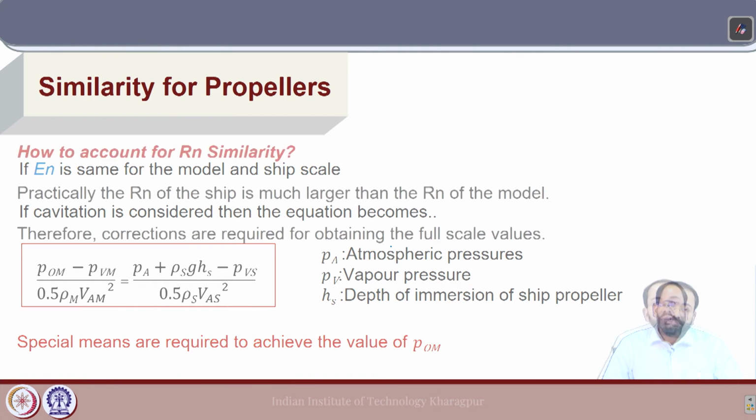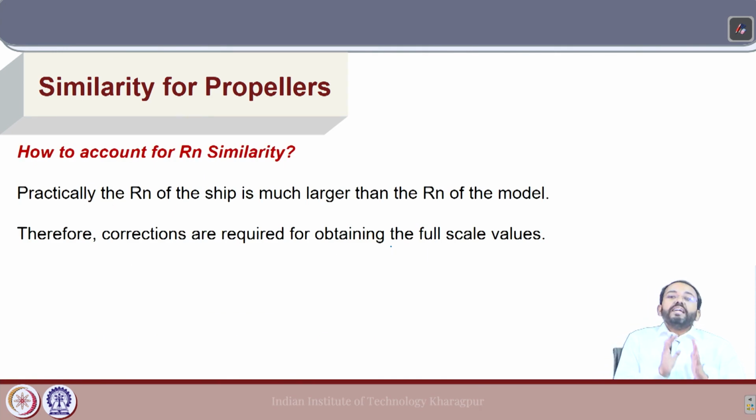cavitation phenomena. Now, we can maintain Froude number similarity between model and full scale, but we see that the Reynolds number similarity cannot be maintained. It is not feasible because of very high values of velocity and RPM in the model scale if we try to go for Reynolds number similarity. Now, what is the meaning of that?